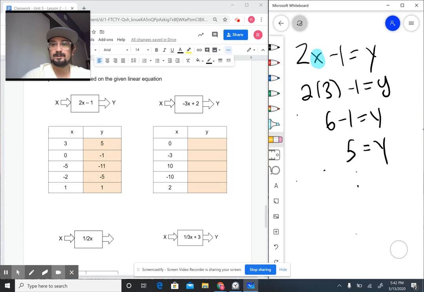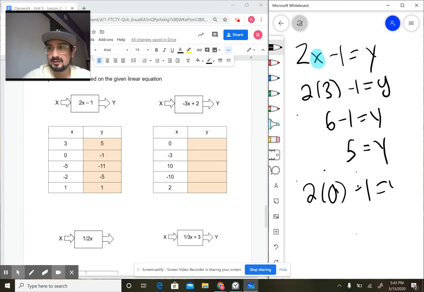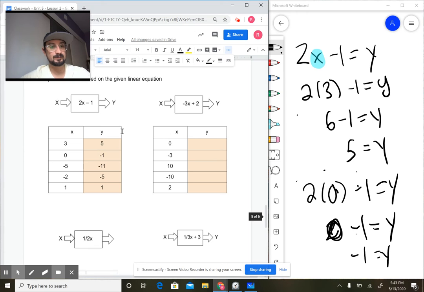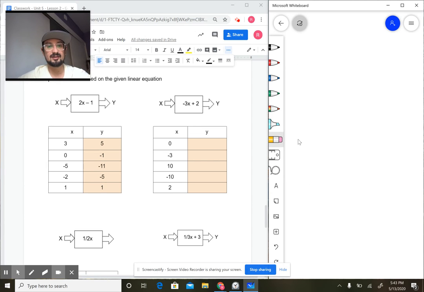So now, for the next one, you're going to have 2 times 0 minus 1 is equal to y. So 2 times 0 is 0, minus 1 is just going to be left with -1, right? So that's why I get -1 there. And so from there, that's how we do it. So you're just kind of plugging in, and you're doing the operation that's there.